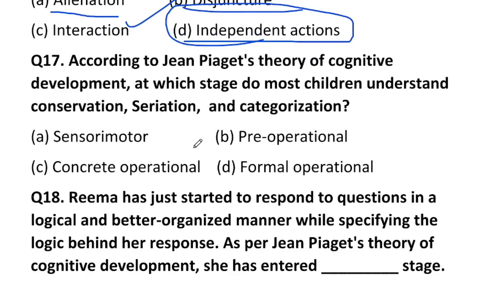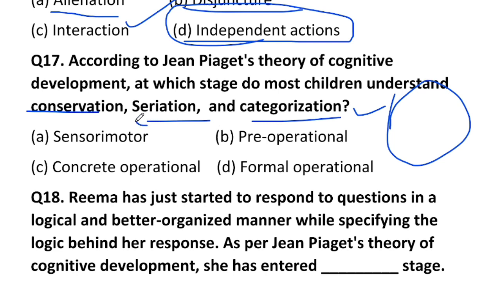According to Jean Piaget's theory of cognitive development, at which stage do most children understand conservation, seriation or categorization? They can categorize mixed things. They can serialize, like ascending order, descending order. They can conserve. So the answer will be what? Sensorimotor, no. Pre-operational, the answer will be no. Concrete operational or formal operational? The answer is concrete operational.